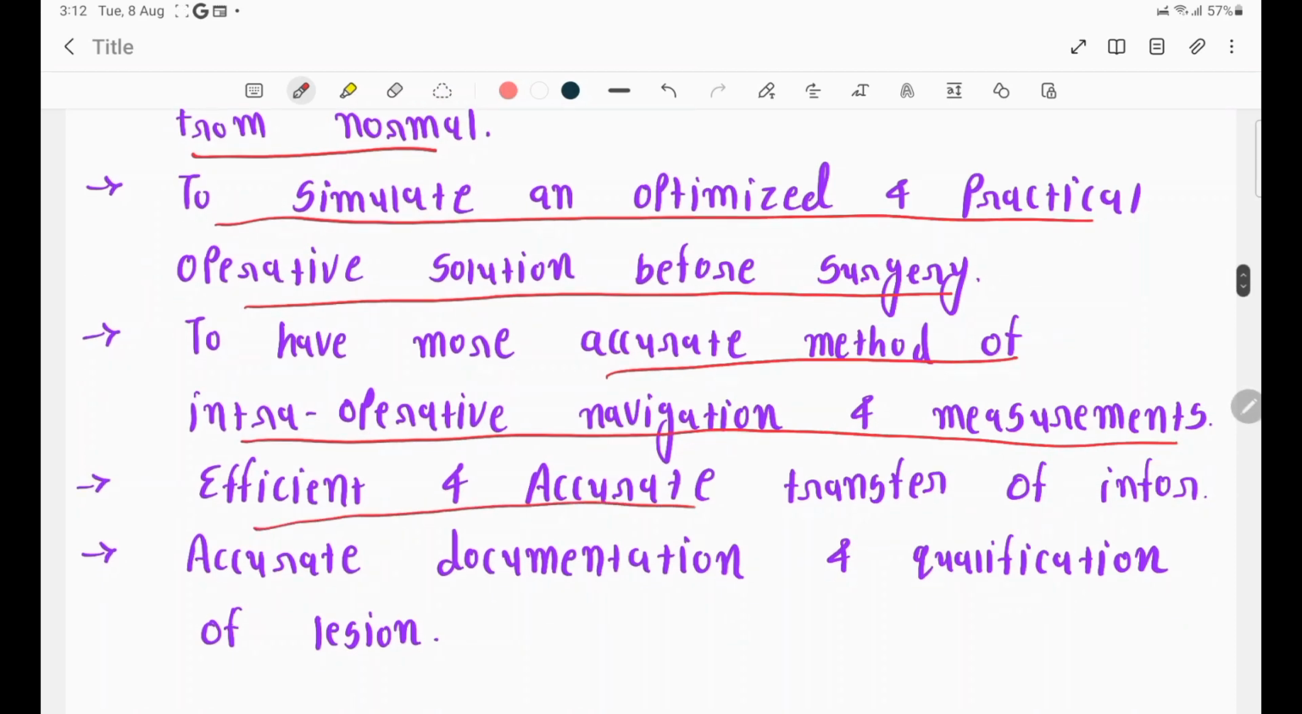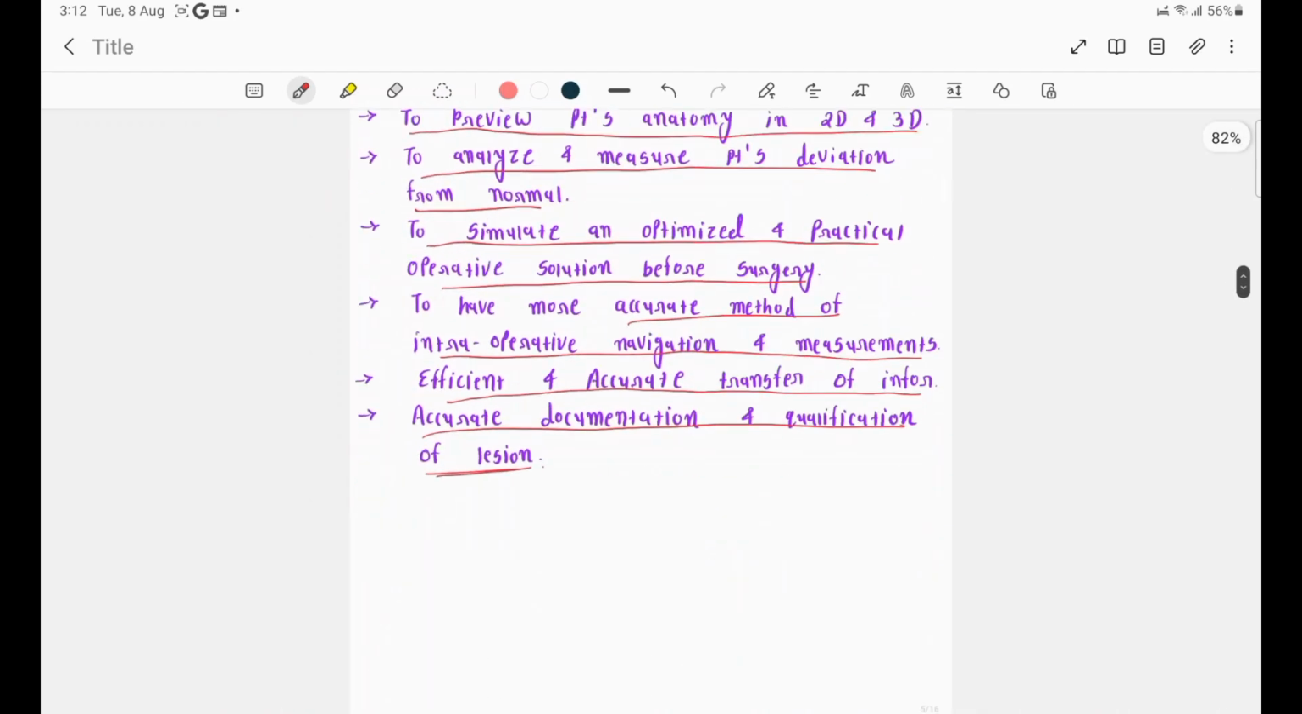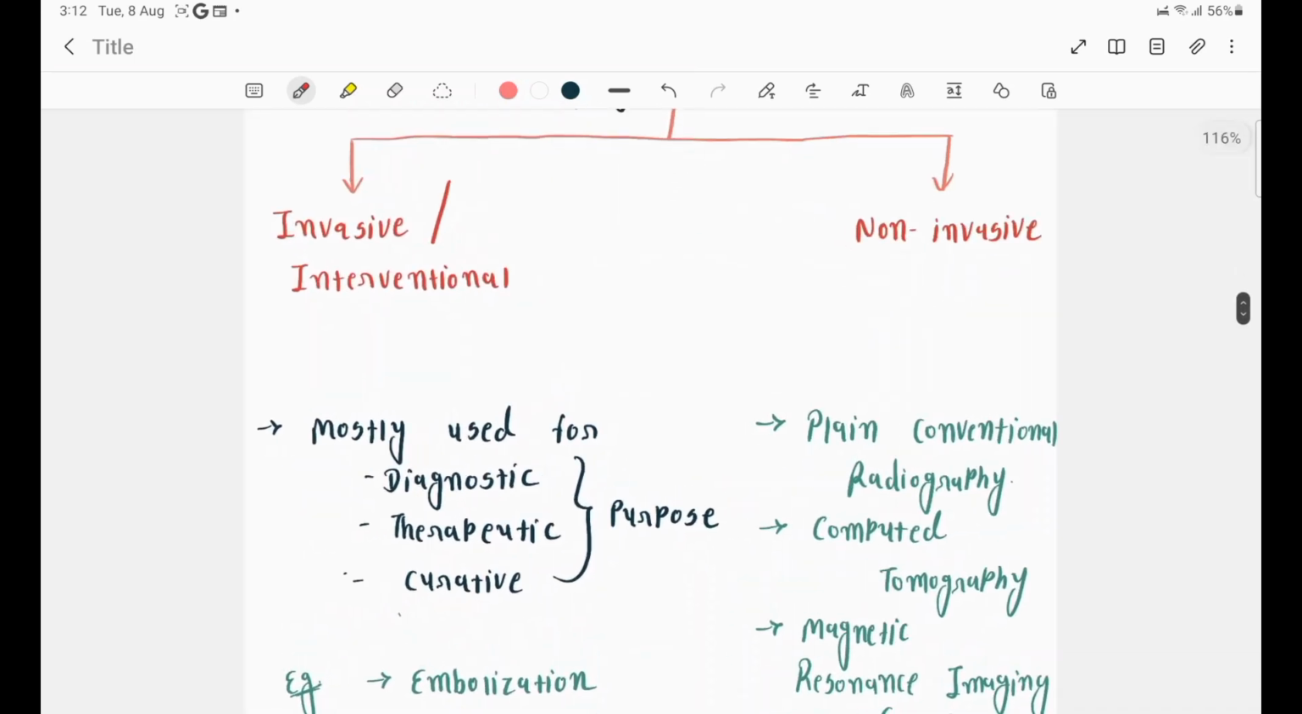Next is efficient and accurate information transfer. We can show images to other doctors or specialists to get their help and make sure we are doing the right thing for our patient. Next one is accurate documentation and quantification of lesion. We take pictures to keep a record of what we find so we can track our patient's progress and remember important details.